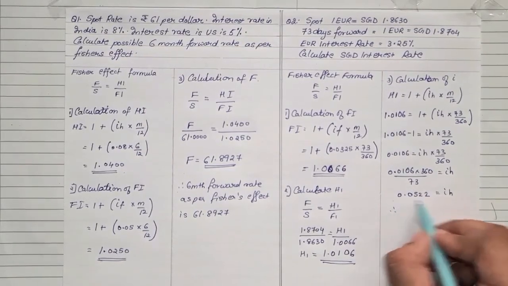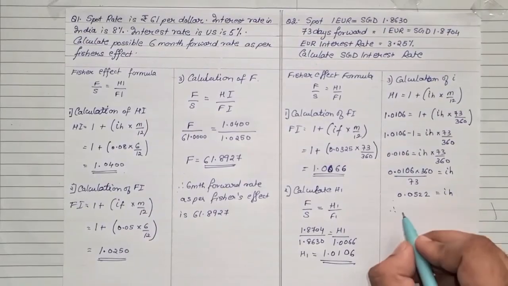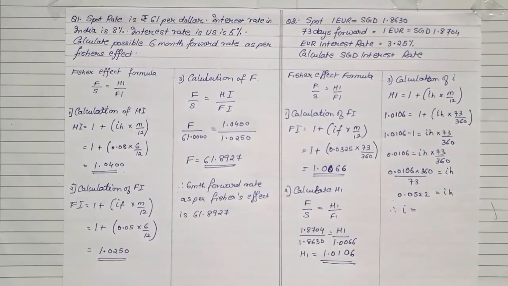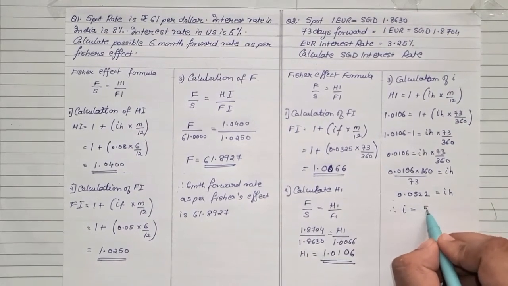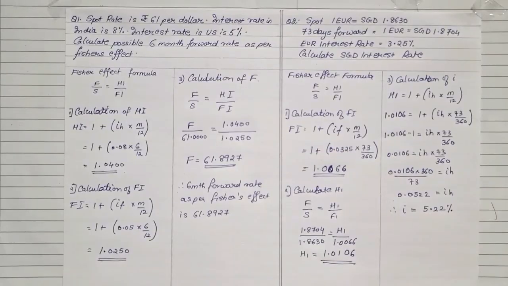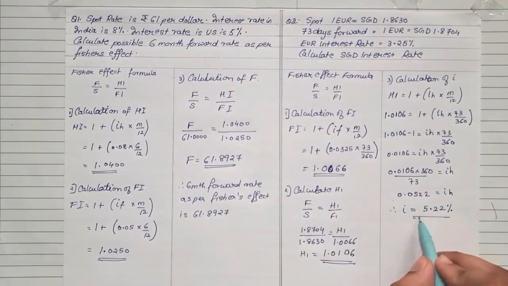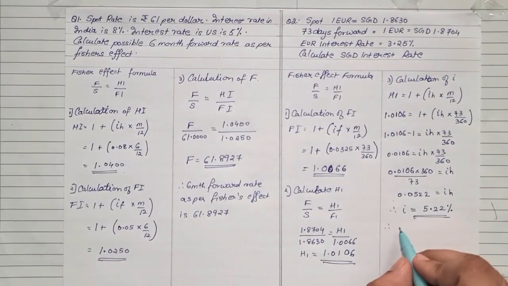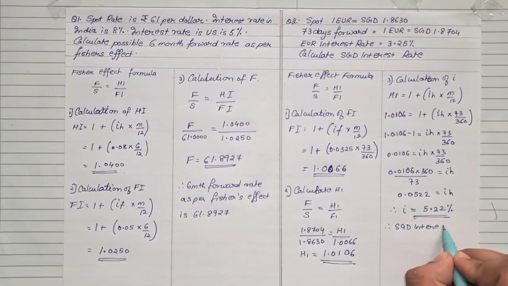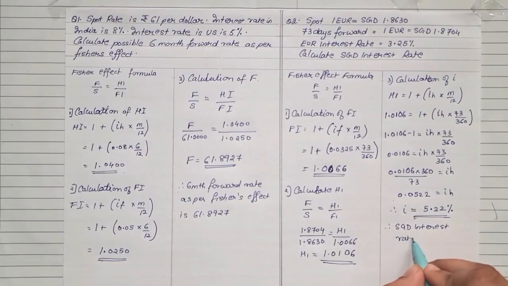Now this is in decimal points. So if I want to make it into percentage form, I can say the home currency interest rate will be into 100. So that will become 5.22%. Okay, so therefore I can state the final answer. Therefore, SGD interest rate is equal to 5.22%.